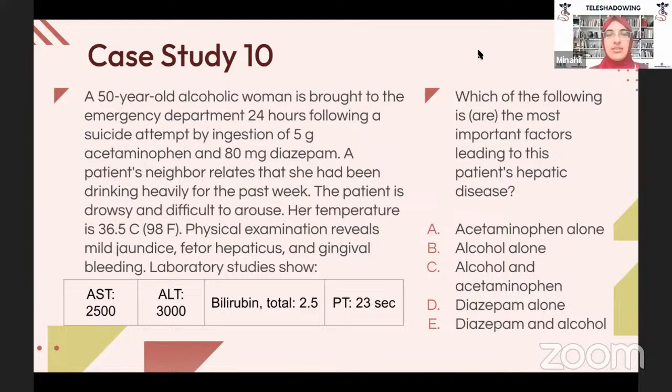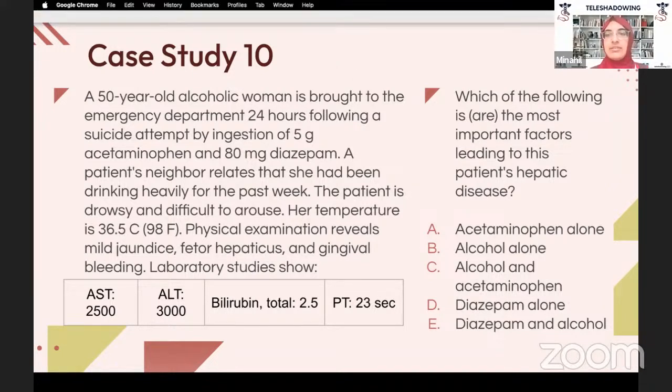A 50-year-old alcoholic woman is brought to the emergency department 24 hours following a suicide attempt by ingestion of 5 grams acetaminophen and 80 milligrams of diazepam. The patient's neighbor relates that she had been drinking heavily for the past week. The patient is drowsy and difficult to arouse. Her temperature is 36.5 degrees Celsius. Physical exam reveals mild jaundice, fetor hepaticus, and gingival bleeding. Lab studies show AST 2500, ALT 3000, total bilirubin 2.5, and prothrombin time 23 seconds.